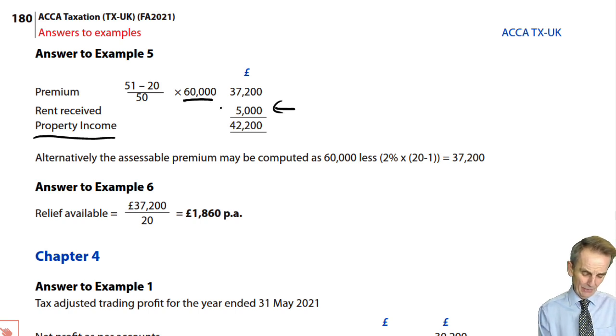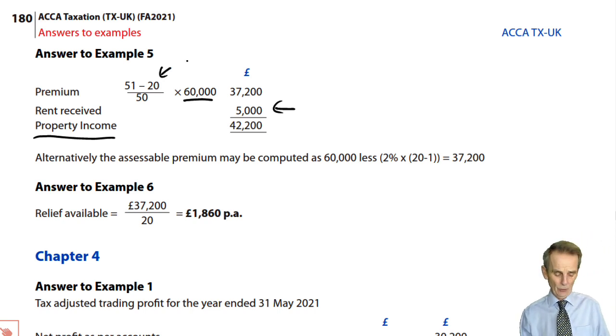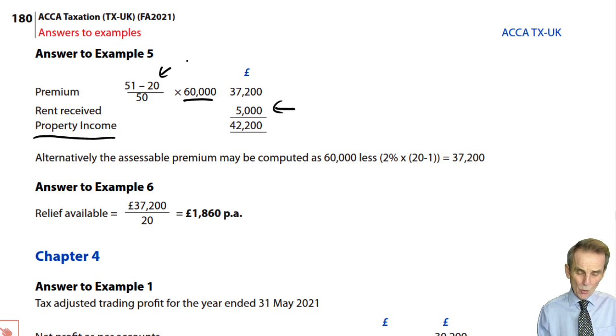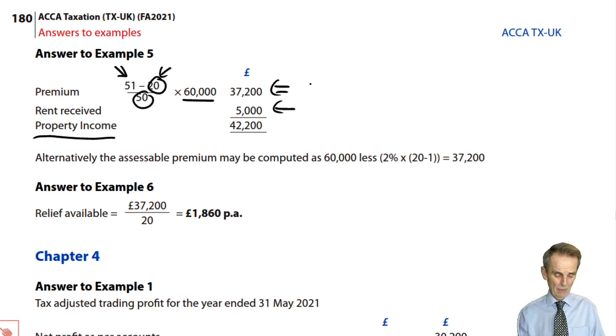The premium received was £60,000. It was received on the grant of a 20-year lease. So using our equation, the premium amount multiplied by 51 minus n, the number of years, 20 over 50 there, multiply it through, and all being well, that comes out to £37,200.